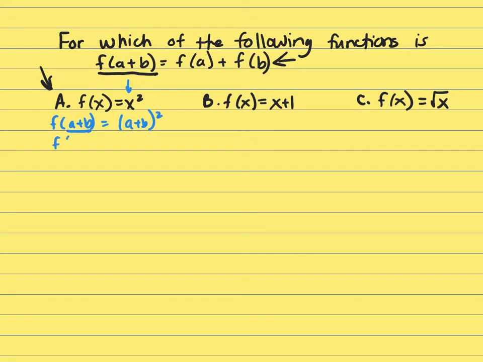Now let's find f of A. F of A would be, substitute in for x, A squared. F of B would be B squared. And if you add f of A plus f of B, you get A squared plus B squared, and that's not the value of that. A plus B, quantity squared, is A squared plus 2AB plus B squared. So A doesn't work.